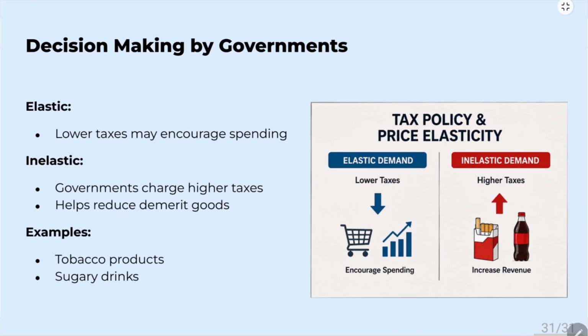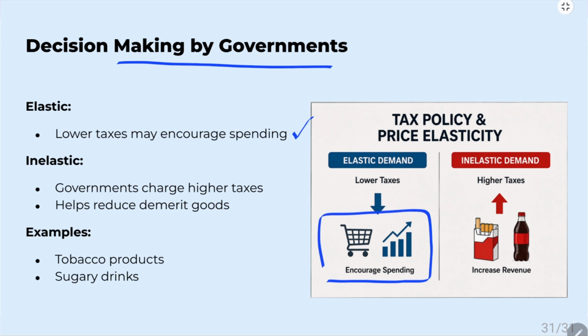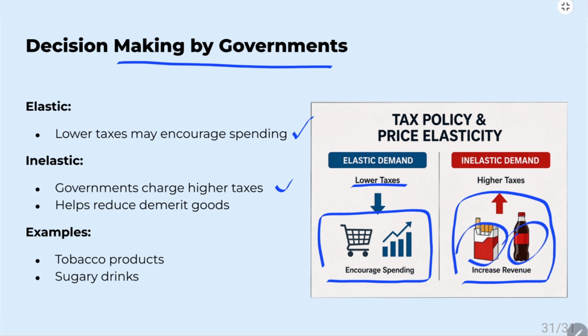Governments use price elasticity of demand when making taxation and spending decisions. For products with elastic demand, governments may reduce taxes to encourage consumer spending and support economic activity. For products with inelastic demand, governments often increase taxes because consumers will continue buying the products despite higher prices. For example, governments place taxes on tobacco products and sugar drinks because demand is relatively inelastic. This allows governments to increase tax revenue while also reducing unhealthy consumption.